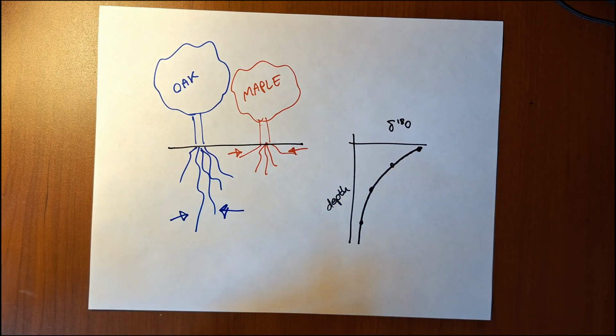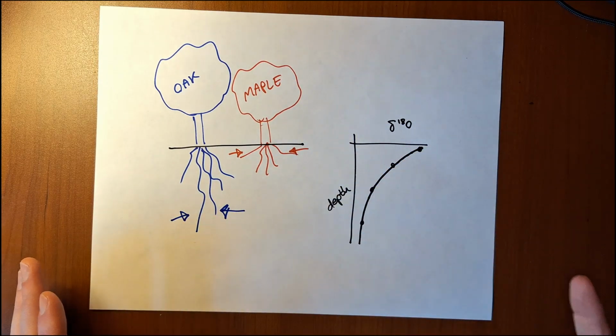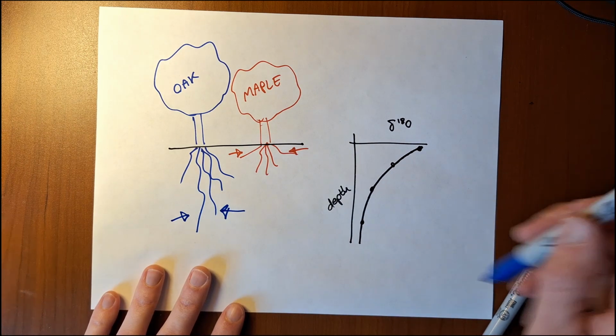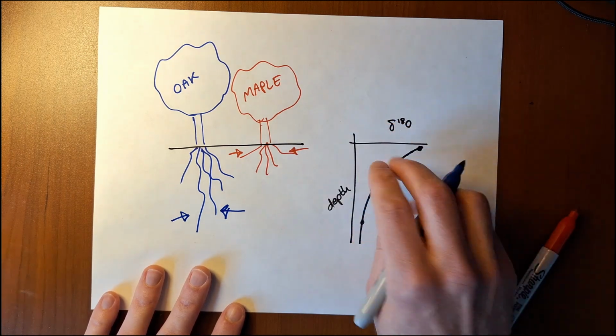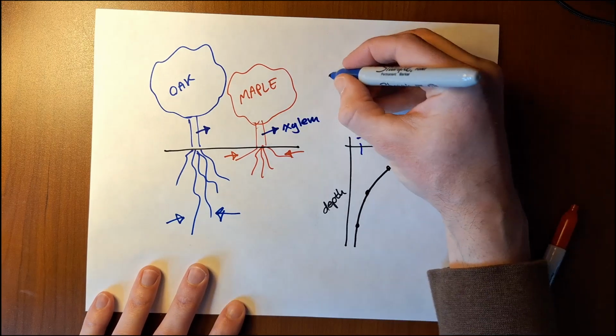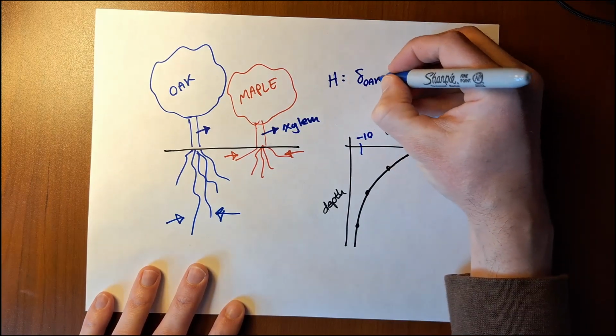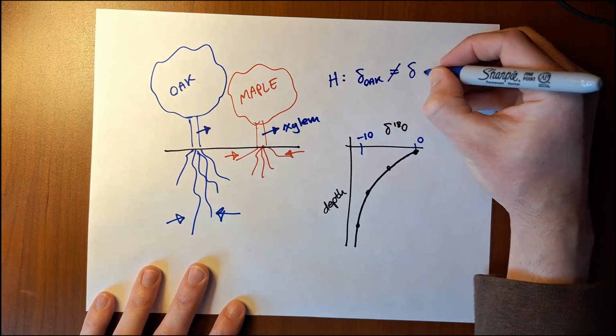It's really hard to just observe the root systems directly. They're below ground. You can't really do it without killing the tree. So instead what we do is look at the chemical composition of the water in soils and in trees. And we can come up with the hypothesis that the isotopic composition of oaks does not equal that of maples.